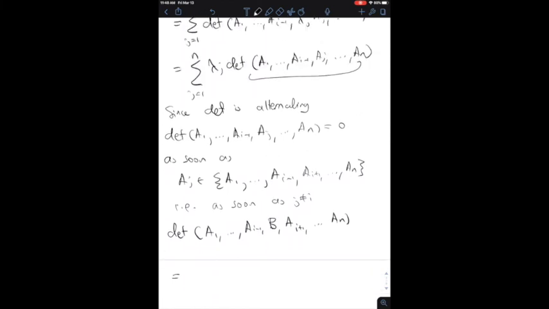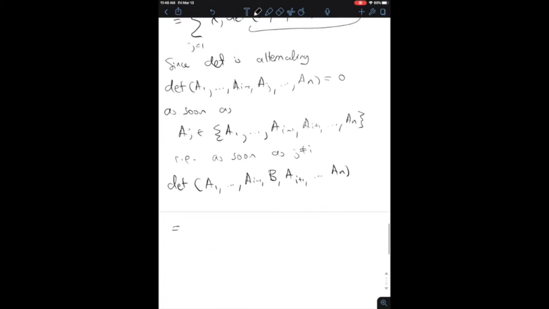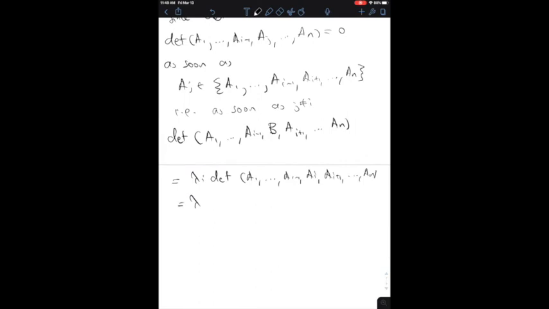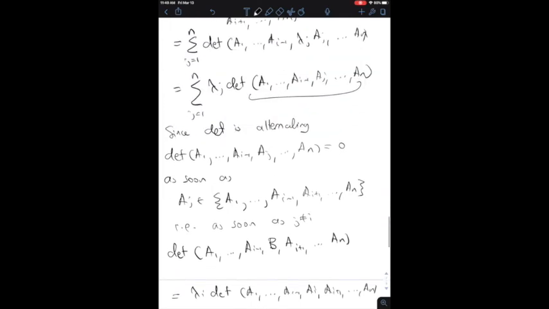So this is 0 unless i equals j, so we have lambda_i det(a1, ..., a_{i-1}, a_i, a_{i+1}, ..., an), which is lambda_i times the determinant of A. Okay, so we've proven Cramer's rule.